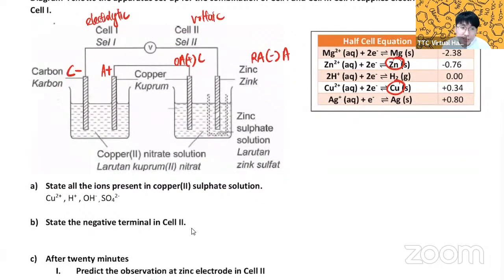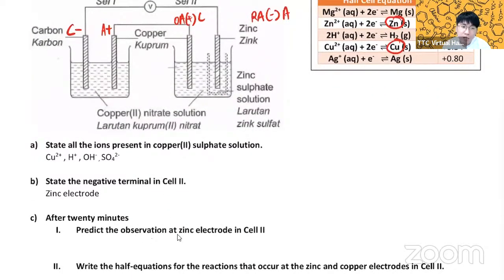And state the negative terminal in cell 2. We did that. You can see that our labeling helps a lot; we get the marks here. Zinc electrode should be your answer. After 20 minutes, what is the observation at the zinc electrode in cell 2? Since zinc donates electrons, it will ionize and dissolve. What is your observation? Will the zinc become thinner, thicker, or remain unchanged? Write something like this: because zinc donates electrons, it dissolves into the solution and becomes thinner.